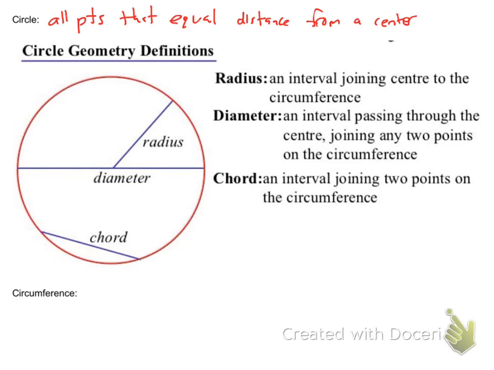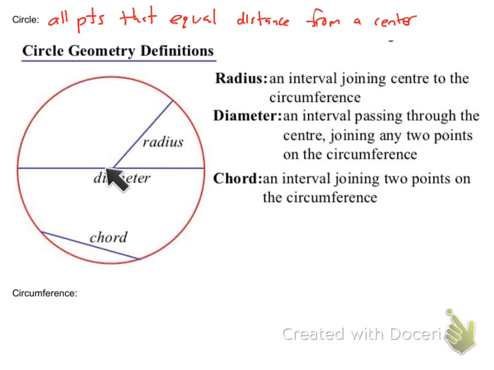So let's talk about the circle and different things. We have things called a radius here. And a radius is an interval joining the center to the circumference, aka the side of the circle. The diameter is the distance all the way across the circle, but it has to pass through the center point.